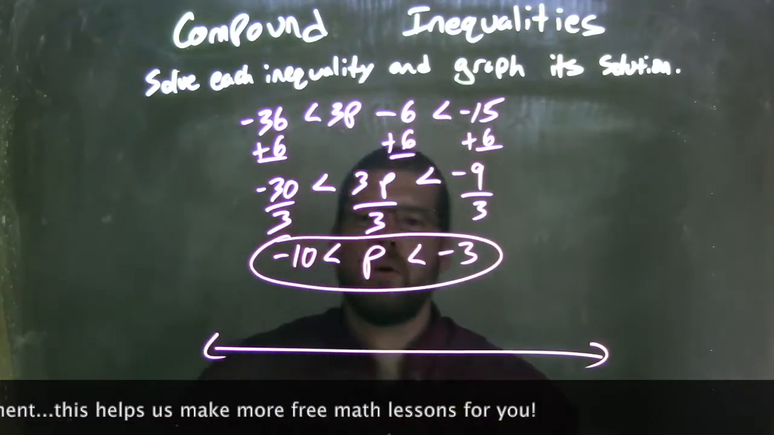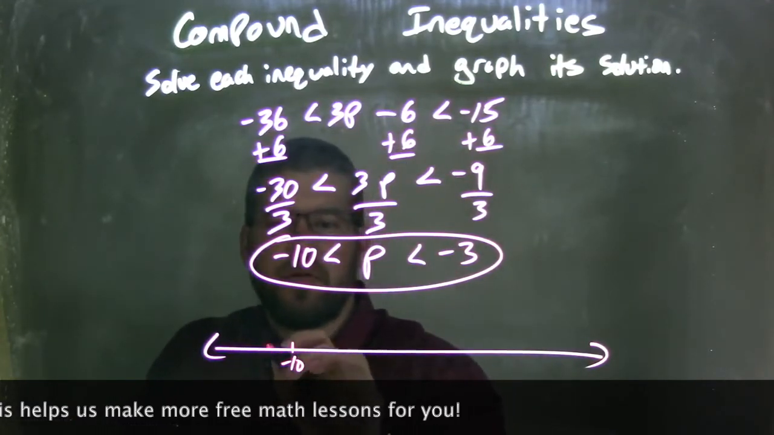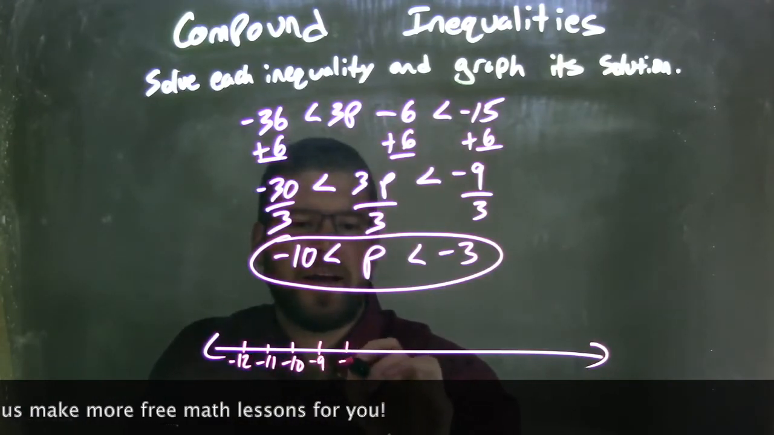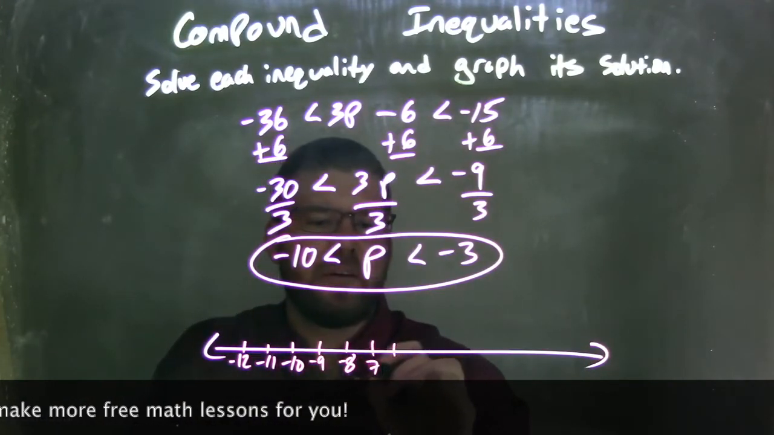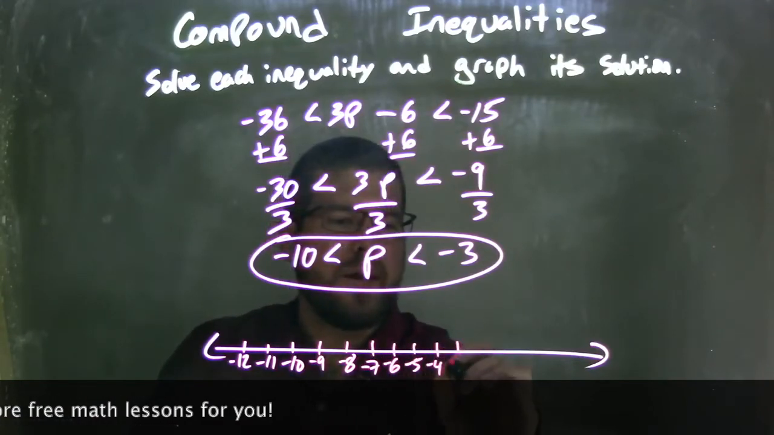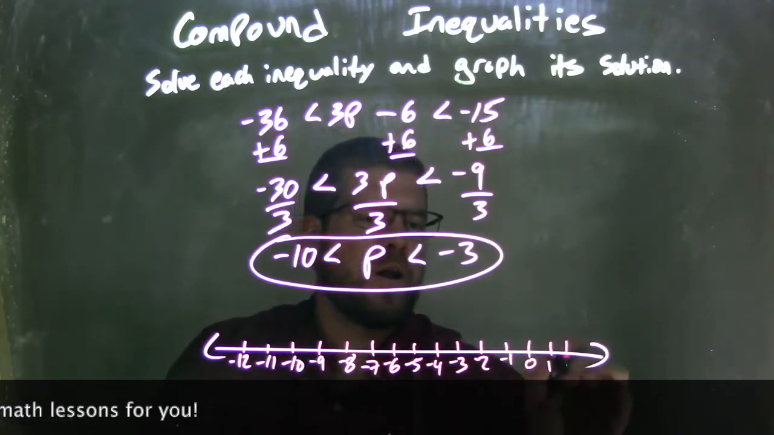Okay? So in graphing that, let's start here. Let's put negative 10 right there. And let's go by 1. So negative 11, negative 12. And then we have negative 9, negative 8, negative 7, negative 6, negative 5, negative 4, negative 3, negative 2, negative 1, 0, 1, 2.